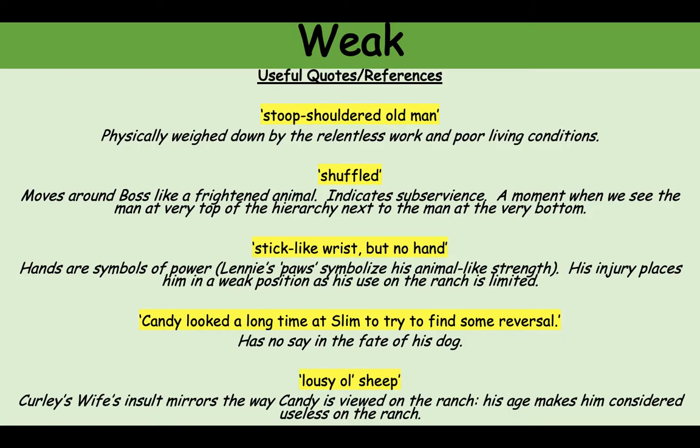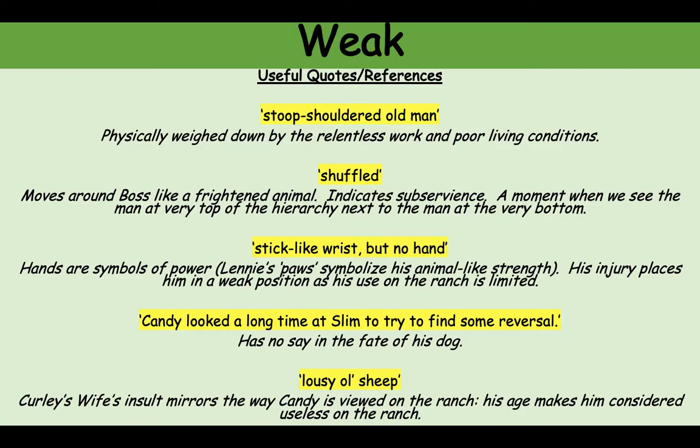Candy looks at Slim to try and find some reversal. Now, this is when the discussion comes up about whether his dog is going to be euthanized or not. Now, rather than Candy just putting his foot down and saying, no, I don't want him to be killed, he looks to Slim and hopes that Slim will say, no, that can't happen. It's really interesting that he feels like he has no say in the fate of his dog, and that really helps stress how powerless he feels, how voiceless he feels, even when discussing the future of his own dog.